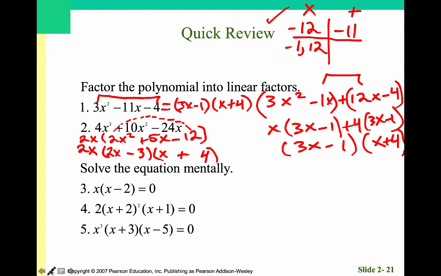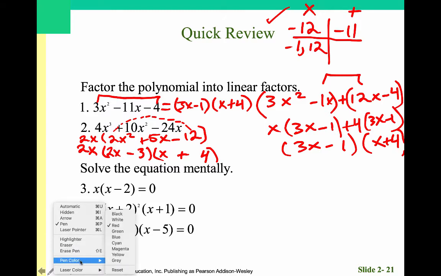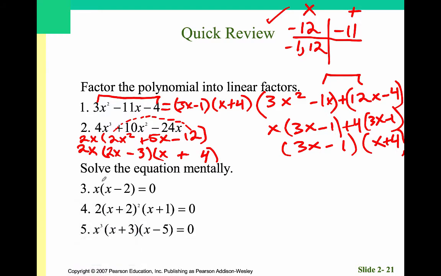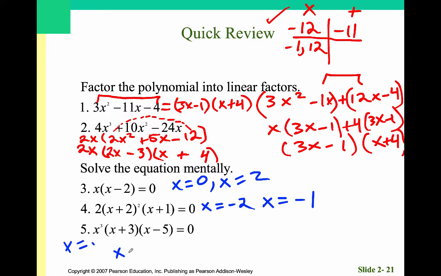Solve each equation on the bottom mentally. Mentally means we're going to set these equal to 0. Notice we just picked these apart. X equals 0, x equals 2. Very quick. Over here, x equals negative 2, x equals negative 1. Down here, x equals 0, x equals negative 3, and x equals 5.